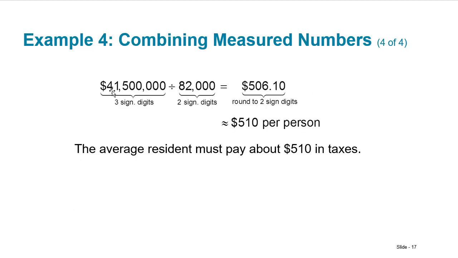So we're going to take 41.5 million, which is this big old number here. We're going to divide it by 82,000. We're going to get this, and we're going to want to round this to 2 significant digits, right? So the second significant digit would be the tens place, and we would round it to approximately $510 per person. Okay, that's everything on significant digits.